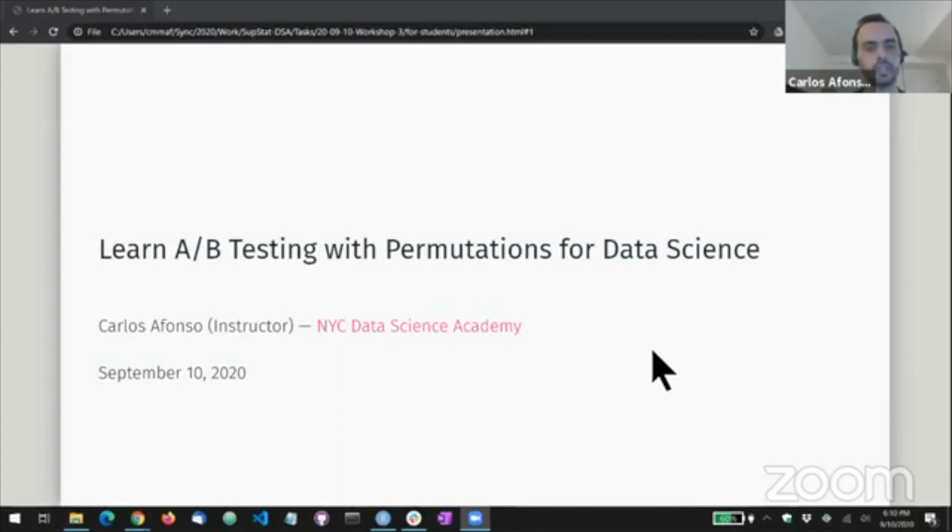So today, this workshop is going to be about A/B testing, and particularly about using permutations. It's a method that helps us better understand what A/B testing is and what the main concepts behind A/B testing are, of course, in the context of data science. So let's start today's workshop.